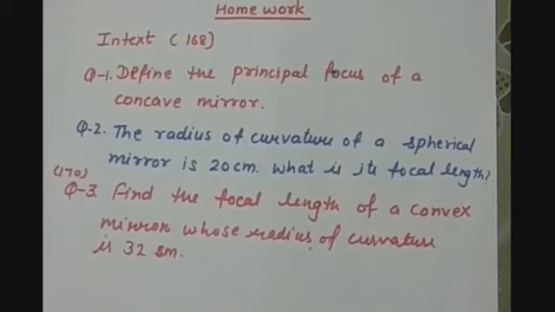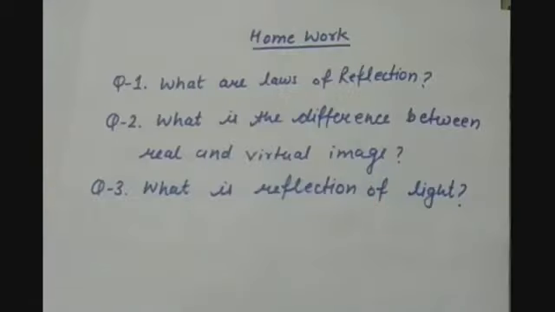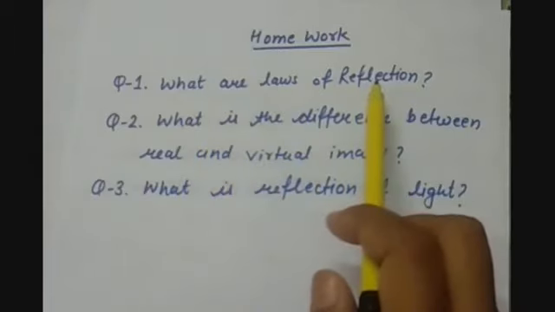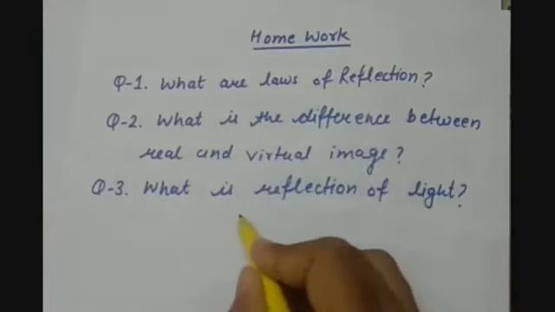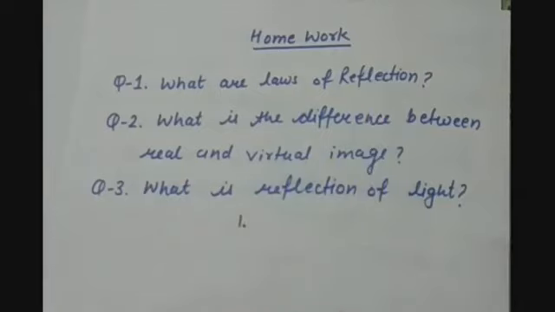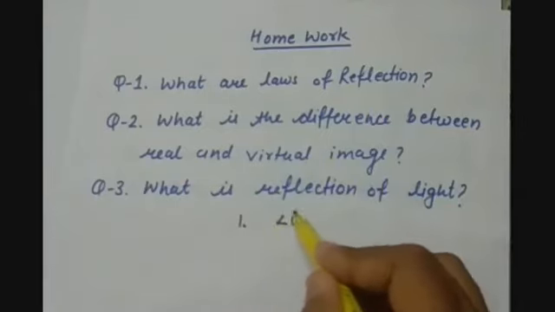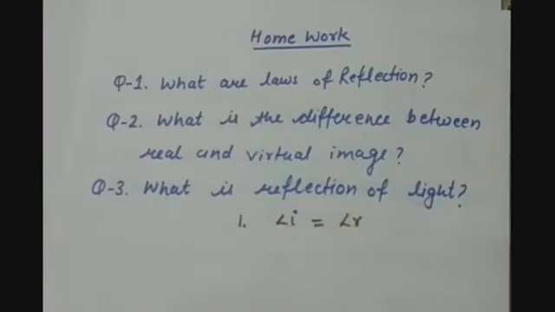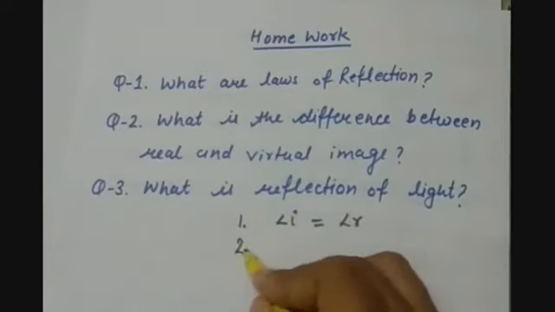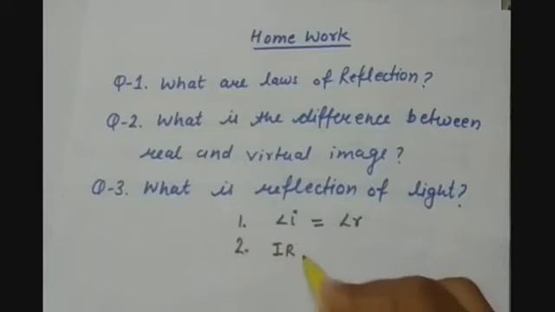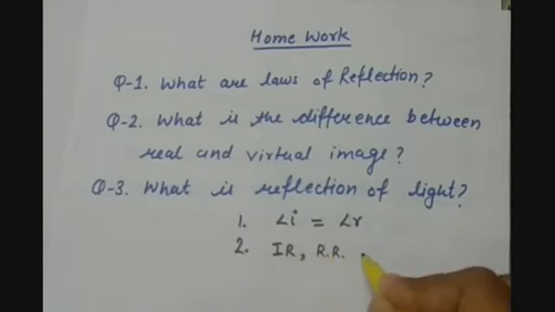Now let us see the homework solution for the previous lecture. So this was your homework for the previous lecture. You had 3 questions. First question was, what are the laws of reflection? So there are 2 laws of reflection. The first is that the angle of incidence i is equal to the angle of reflection. The second law says that the incident ray and reflected ray and the normal, they all lie in the same plane.